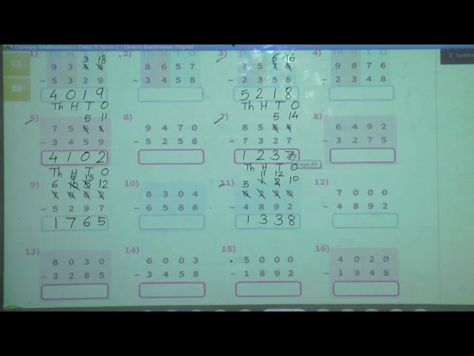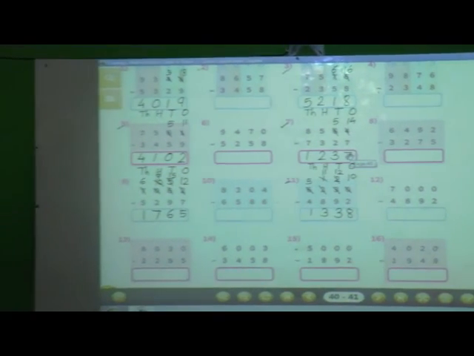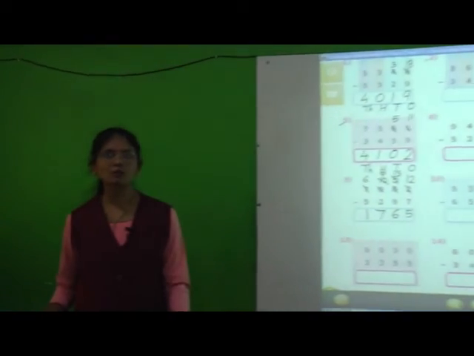So 6230 minus 4892 is equal to 1338. So students, today we have seen the properties of subtraction. There are two properties. The first, what was the first property? If we subtract any number from that number itself, we will get 0. Okay, and what was the second property? The second property was, if we subtract 0 from any number, we will get that number itself as the answer.